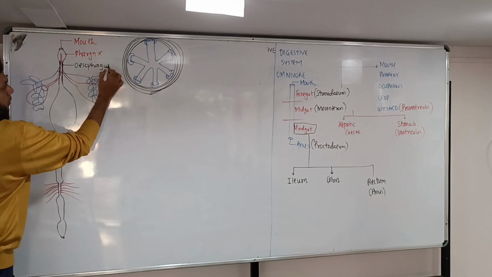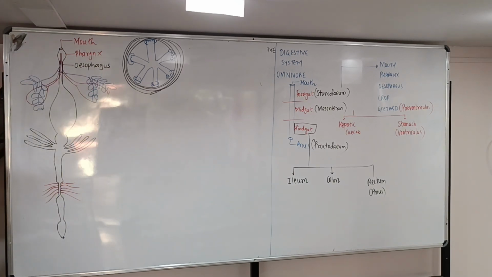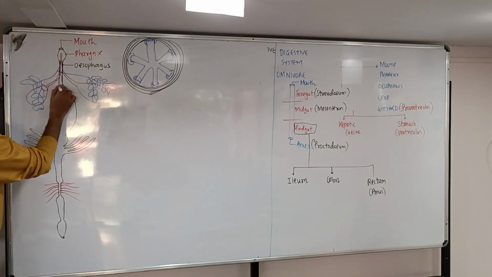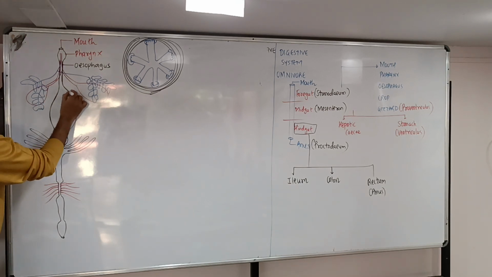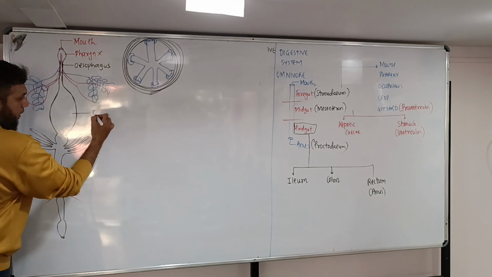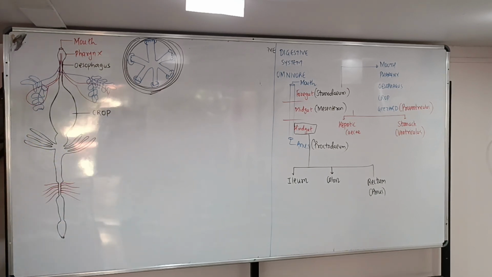The pharynx opens into a narrow tube, which is called the esophagus, which passes through the neck. What is the other name for the neck? Cervicum. And then it opens into the largest part of the alimentary canal, which is called the crop. And the crop is present in the abdomen and it helps in the storage of food. Okay? So the mouth opens into the pharynx, opens into the esophagus, and the esophagus opens into the crop.